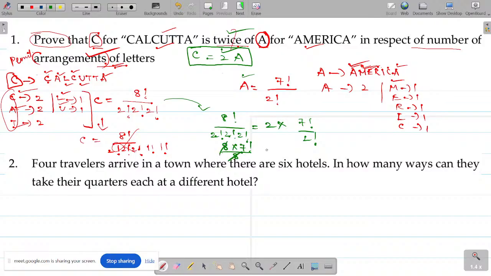So this is happening in the left hand side. What is happening in the right hand side? 2 into 7 factorial. Let me have the 7 factorial also because I already have 7 factorial here, so it will be easy for me to compare. And divide by 2 factorial, which is 2 itself. I can cancel. So I get the equal to sign. Yes, it's proved. Is it clear?